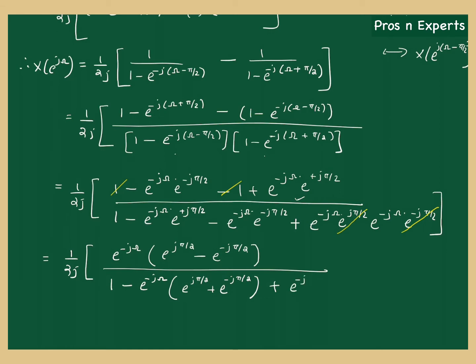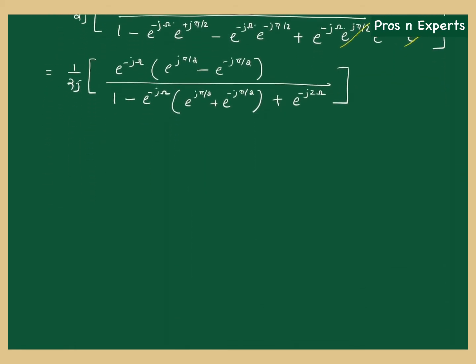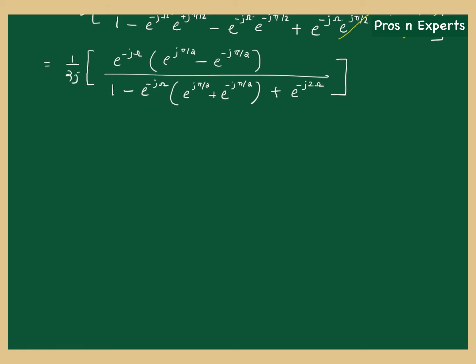So e raised to minus j2 omega. Okay, now what I can do is, this is 1 by 2j into e raised to minus j omega into, what is e raised to j pi by 2 minus e raised to minus j pi by 2? It is nothing but 2j sin pi by 2. Okay, 2j sin pi by 2.